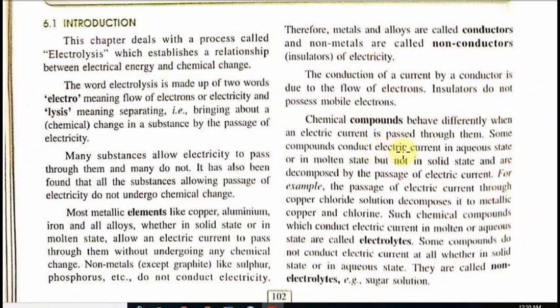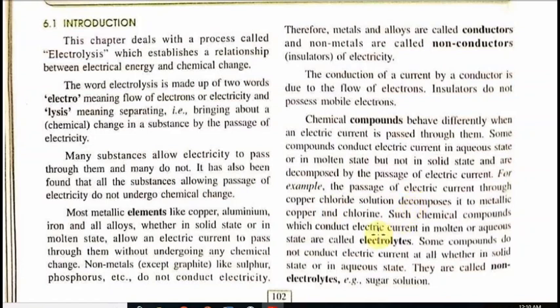Chemical compounds behave differently when electric current is passed through them. Some compounds conduct electricity in aqueous state or molten state, but not in solid state. Please pay attention, but not in solid state. The passage of electric current through copper chloride solution decomposes it to metallic copper and chlorine. Now students, I have discussed here the three conditions. Please pay attention to this. This actually is obeying the third condition. It means the copper chloride allows the electric current to pass and it also decomposes. Then it is the case of electrolysis.